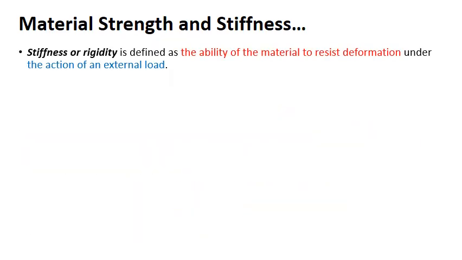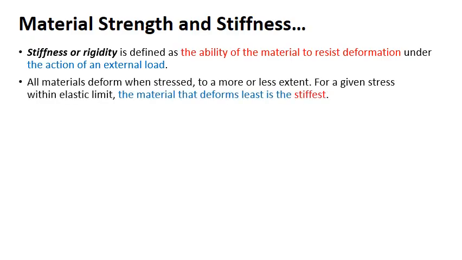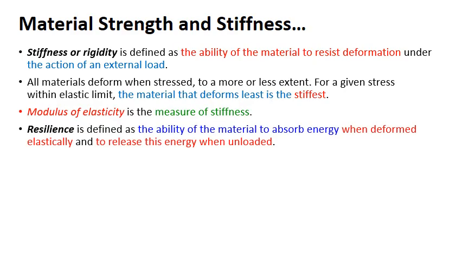Stiffness or rigidity is again the ability of the material to resist deformation for the applied load. So lesser the deformation, higher the stiffness. We use modulus of elasticity as a measure of stiffness. Then resilience is another important property used in the design of springs. You will be studying this in design of machine elements too.